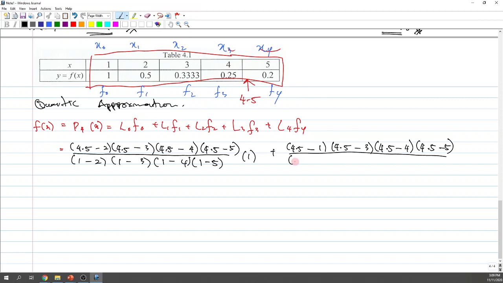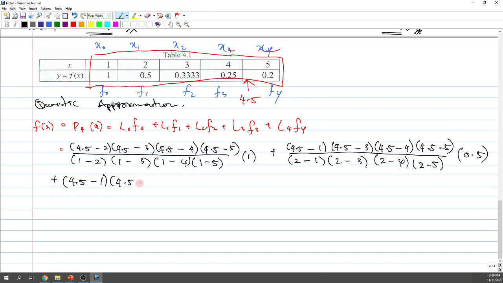The second component of x1 is 2: 2 minus 1, 2 minus 3, 2 minus 4, 2 minus 5, times the 0.5, and then times the given x minus the third component. The third component is x2, which is 3, other than x3, starting with 1.